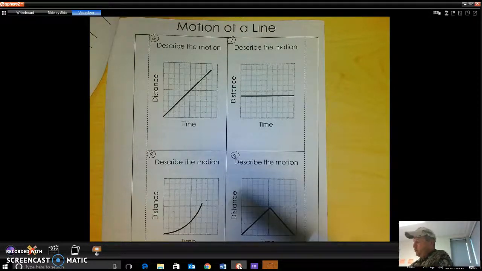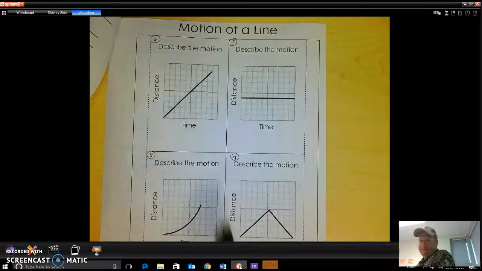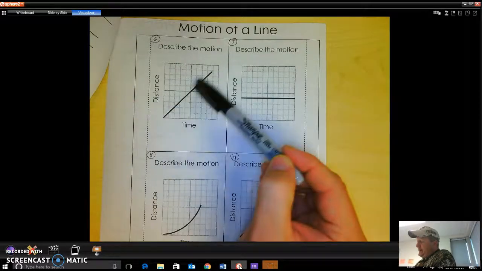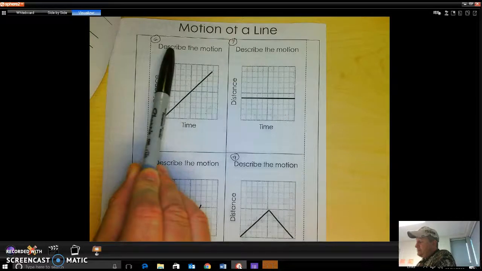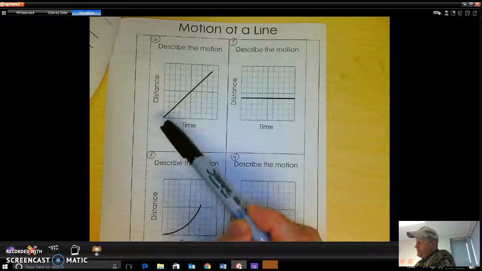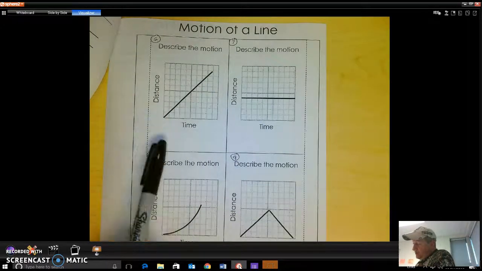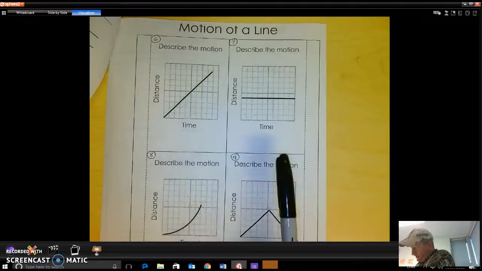Here we have 4 graphs for problems 6, 7, 8, and 9. For each graph, I want you to look at the lines and then describe the motion. We did problems exactly like this in class. So think about the study guide, think about the motion of what's going on here, and write down your answers below the graphs for each question.